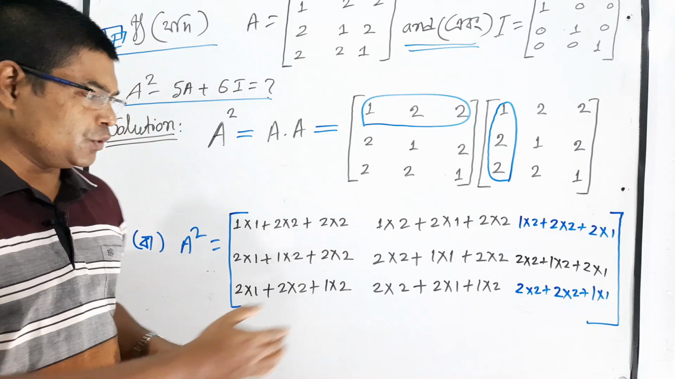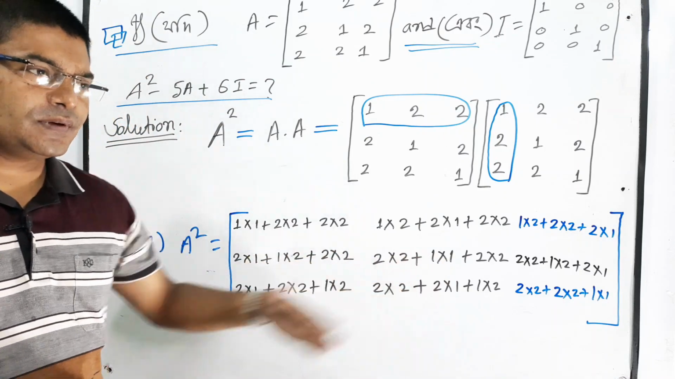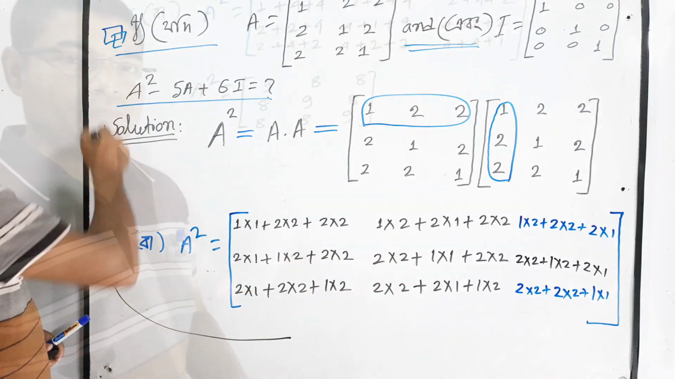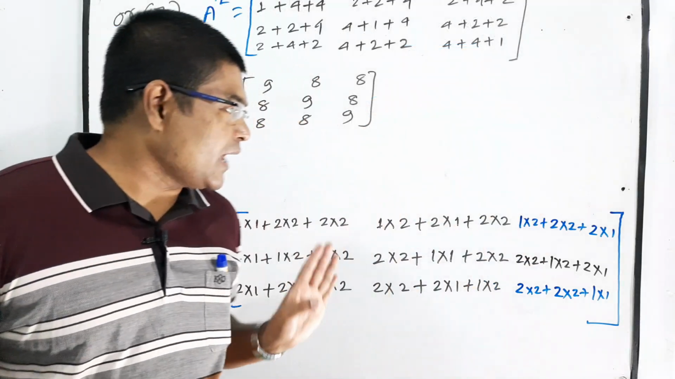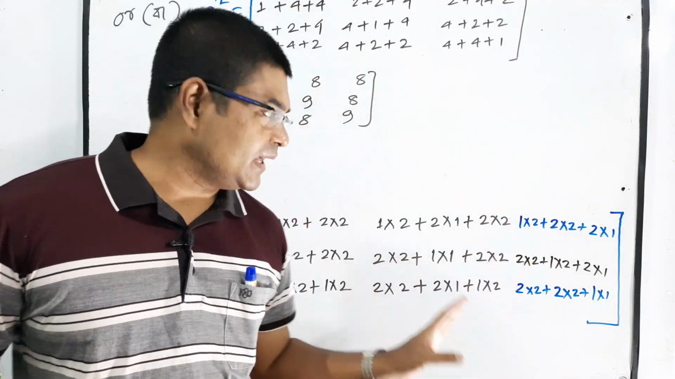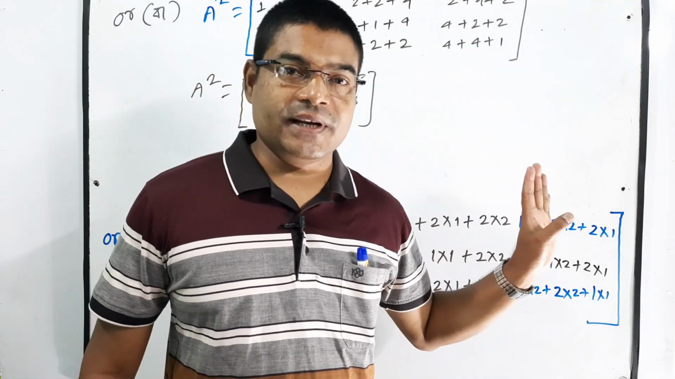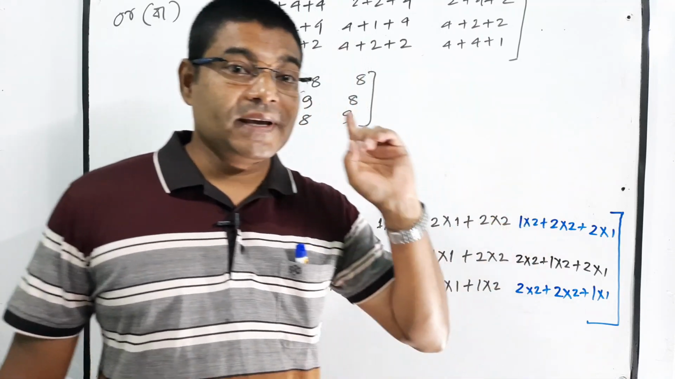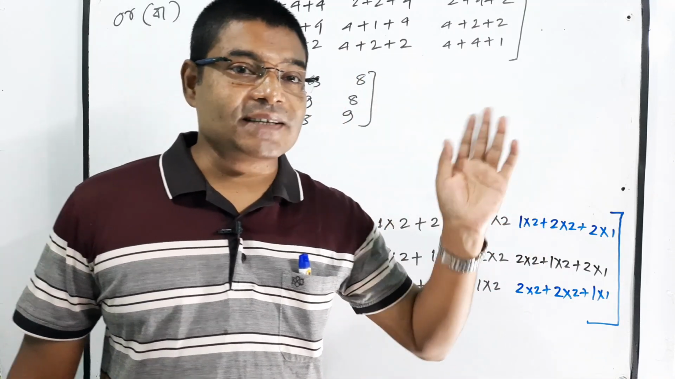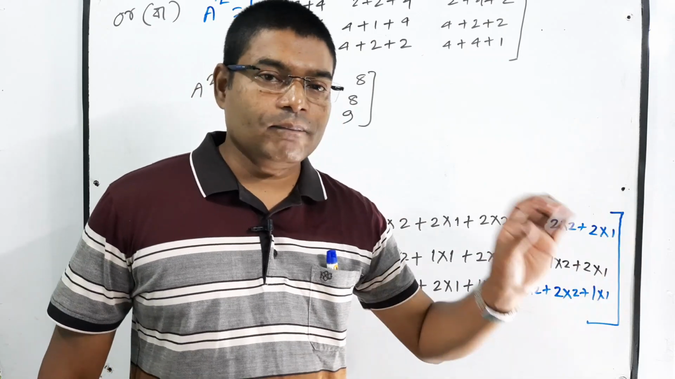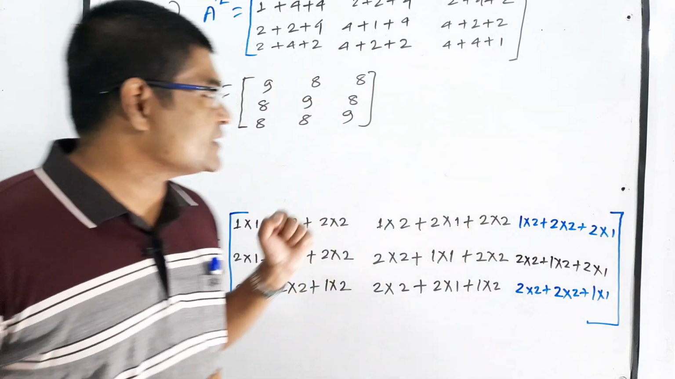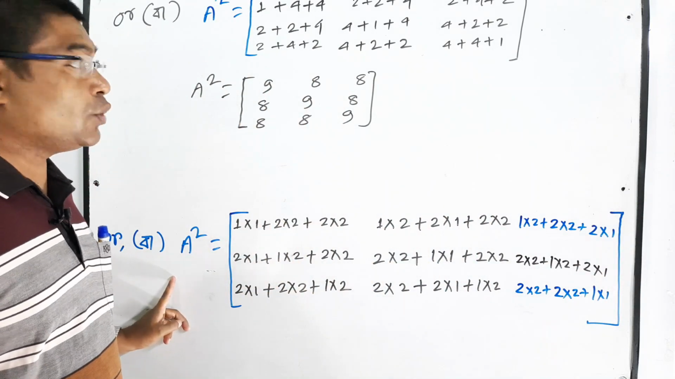Now we have to calculate. So let's come back. Already we have got the multiplication. A into A square is completed. Now we have to find out A square minus 5A plus 6I equal to what? So please come back. You can see A square equal to what?